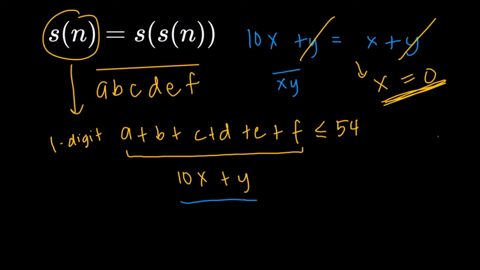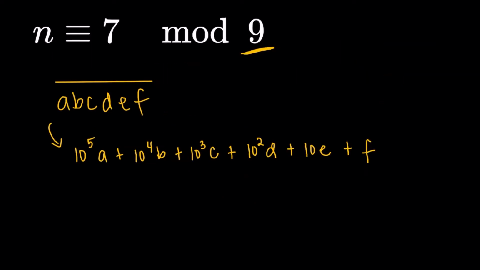Now, combining this fact with the second condition, that n leaves a remainder of 7 when divided by 9. A lot of you might recall that the divisibility rule for 9 is to just take the digit sum and check whether or not it's divisible by 9. Now, a nice property about this is that the remainder when this number is divided by 9 is actually just the same as the sum of the digits of the number.